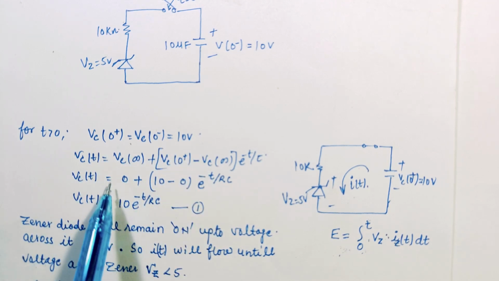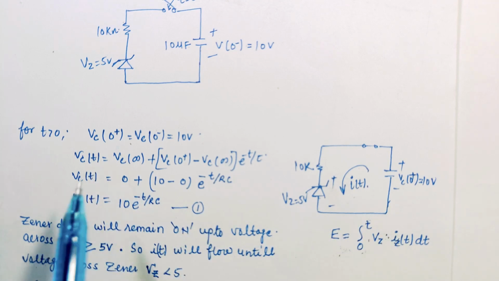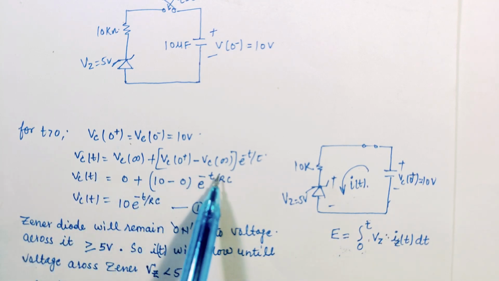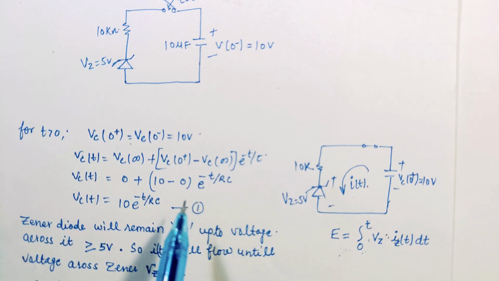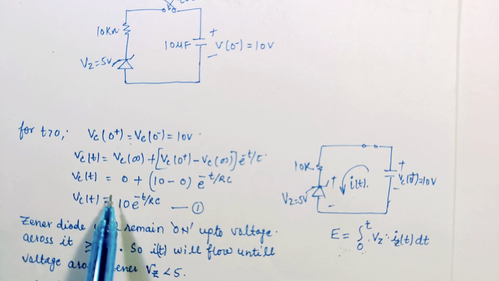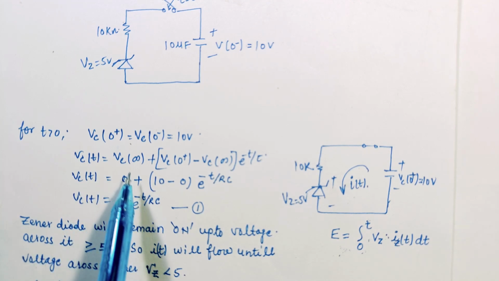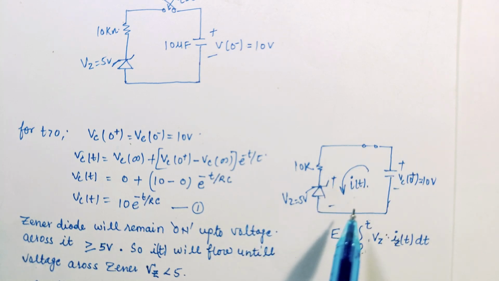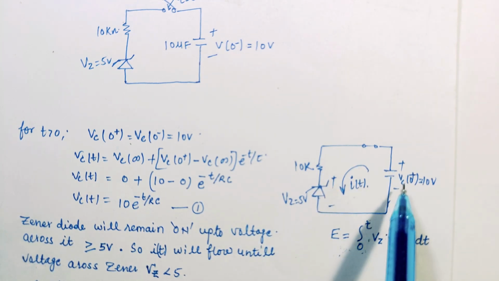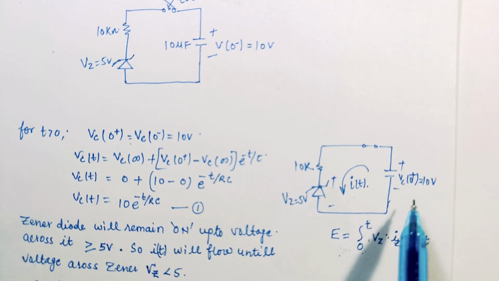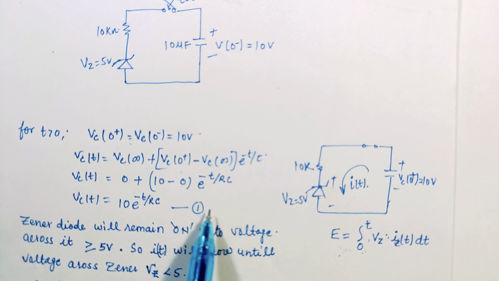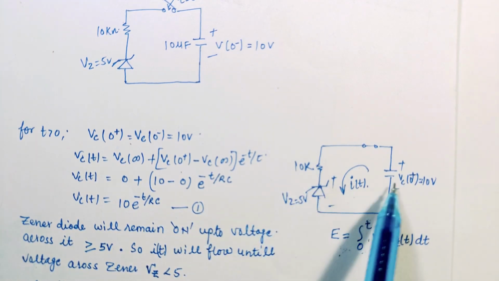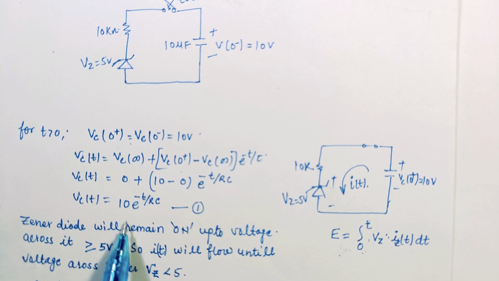Now we can apply this formula for calculation of the voltage across the capacitor: Vc(t) equals Vc(infinity) plus [Vc(0+) minus Vc(infinity)] into e to the power minus t by tau, as we have seen for the calculation of transient. Here, at infinity the total voltage across this capacitor will be 0, since its value is decreasing. So Vc(infinity) is 0, plus Vc(0+), whose voltage is 10 volt, minus Vc(infinity), which is 0, into e to the power minus t by tau, where tau is RC, since it is an RC circuit. Vc(t) will be equal to 10 into e to the power minus t by RC. Assume it is equation number 1.